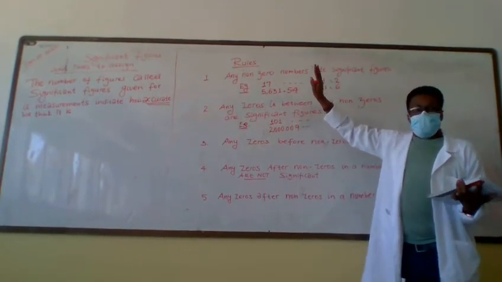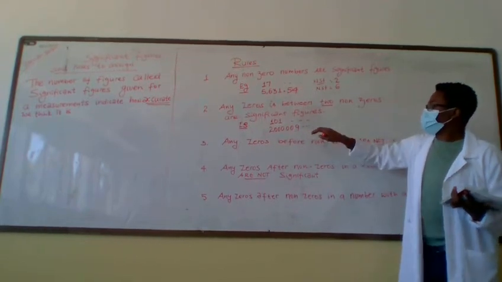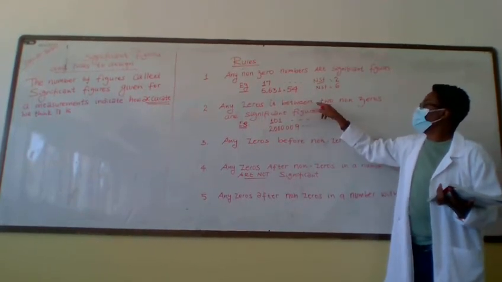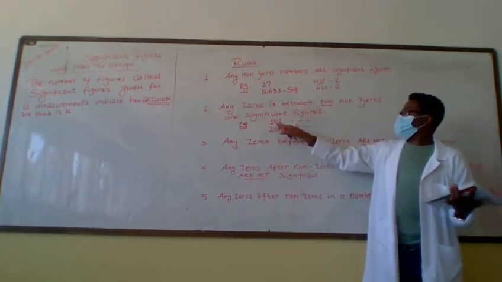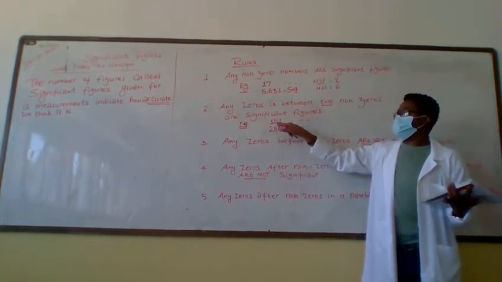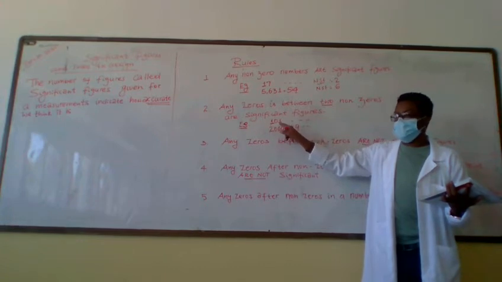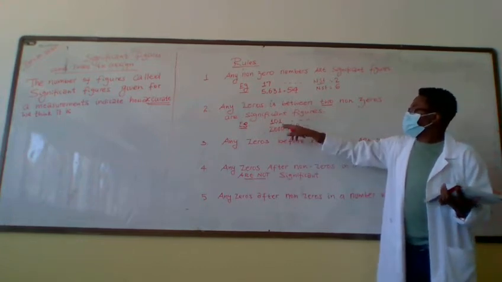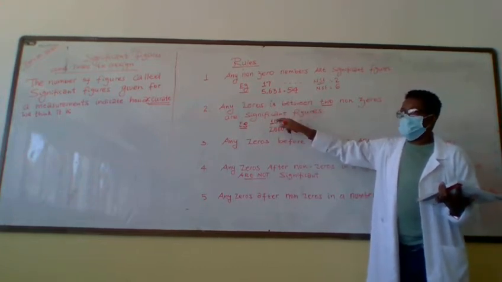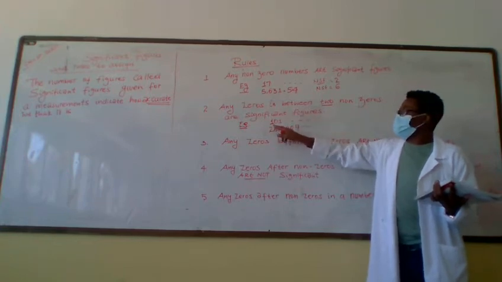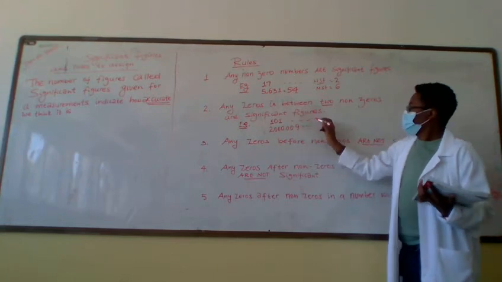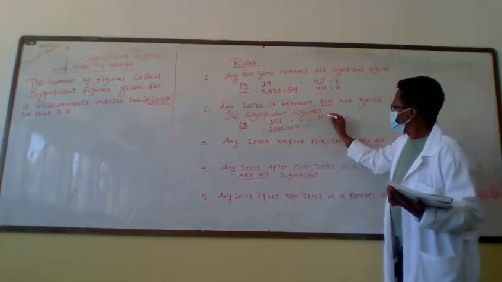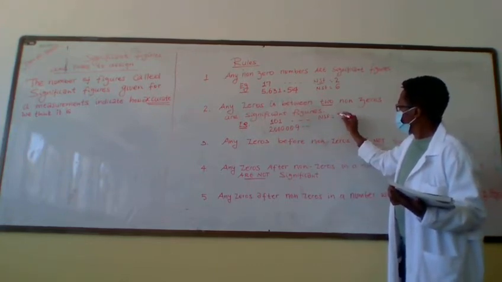The first one is clear, right? Understood. The second one, any zeros in between 2 non-zero numbers. For example, we have a 0 in between these 2 non-zero numbers, which are 1. And because of this, the 0 is considered as significant. So the number of significant figures will be 1, 2, and 3. So in this case, there are 3.